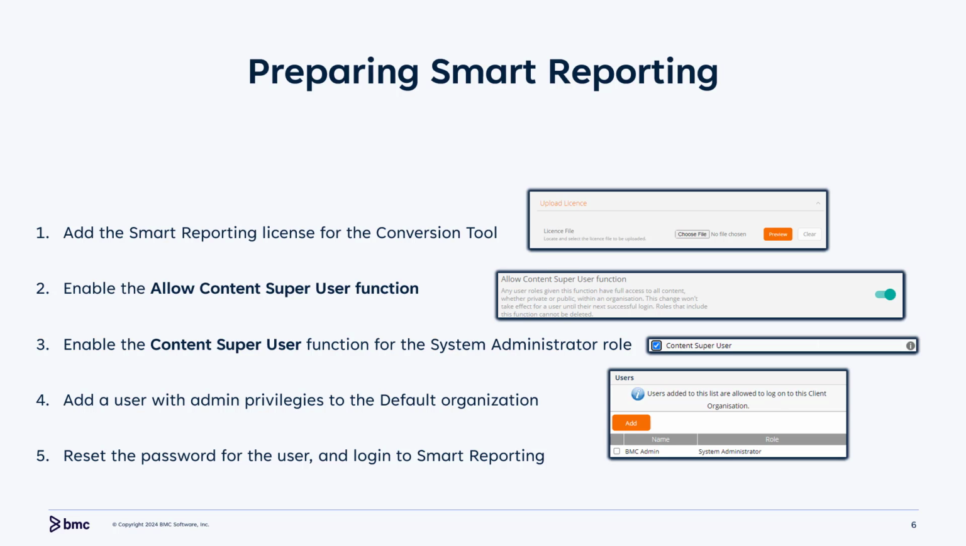Step 1. Add the Smart Reporting license for the conversion tool. You can get the license from the knowledge article Conversion Tool to migrate BMC Helix ITSM Smart Reporting content to Helix Dashboards. Step 2. Enable the content super user function in the configuration section. Step 3. Enable the content super user function for the system administrator role. Step 4. Add any user with system administrator role to the default organization. The SA admin is not a permitted user to be used with the conversion tool.